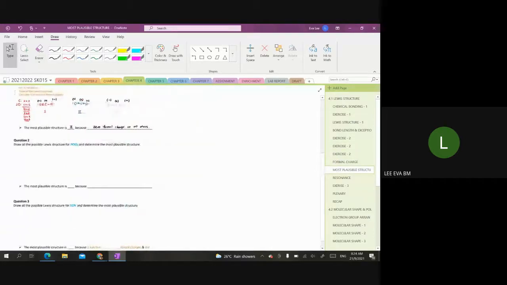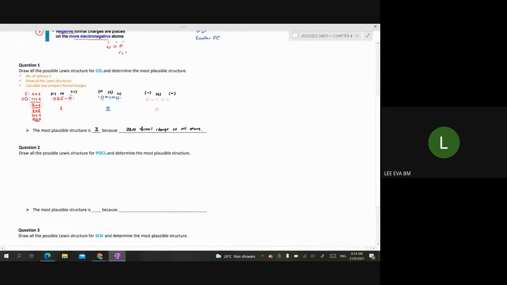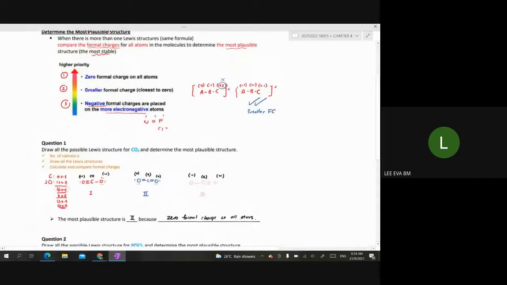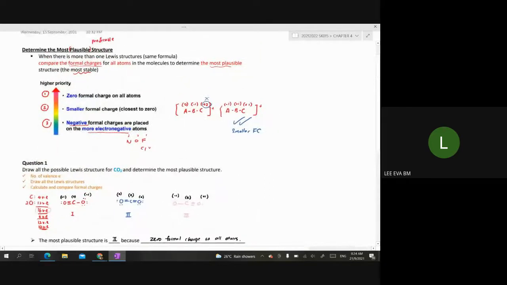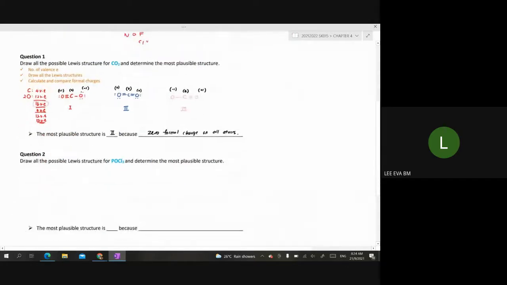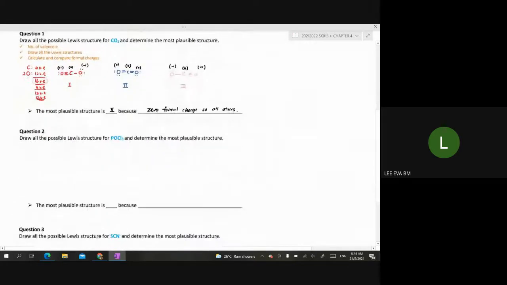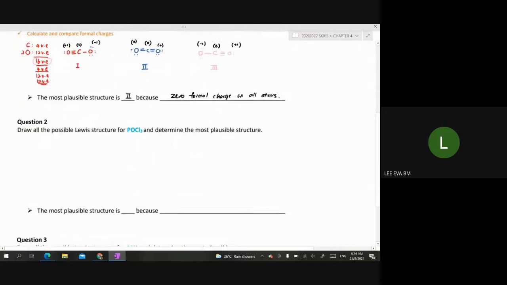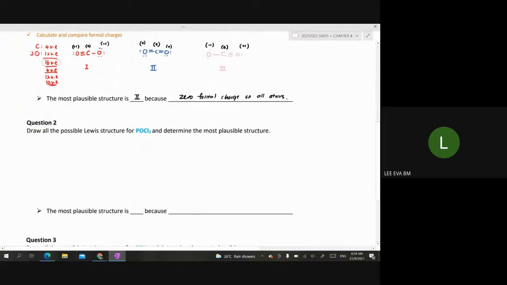Okay, if no question, then we proceed to our plausible structures. To recall, for the most plausible structures, we use this priority to compare: whether they have zero formal charge, the smallest formal charge overall, or the negative formal charge on the more electronegative atom. Question number 1 is about carbon dioxide. Last time we have already talked about it. Question number 2 is POCl3.